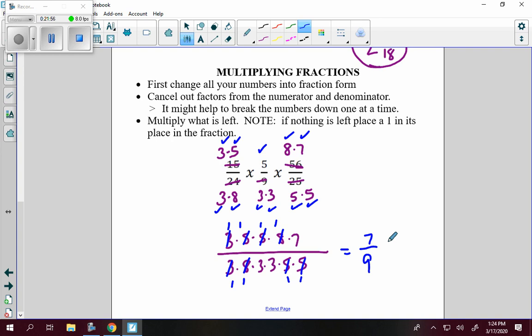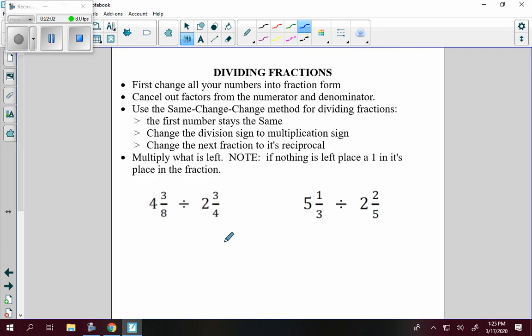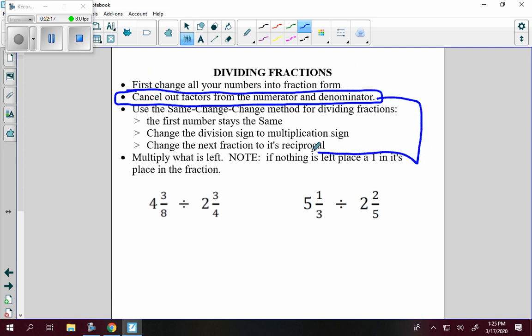Awesome sauce. Now we're going to divide fractions. When we divide fractions, we're going to first change all your numbers into fraction form. And then you're going to cancel out factors from the, oh, no, you're not. I'm just kidding. This step, I don't know why this is in our notes this way. Hopefully by the time I post these, I'll change this. But this actually goes right here.